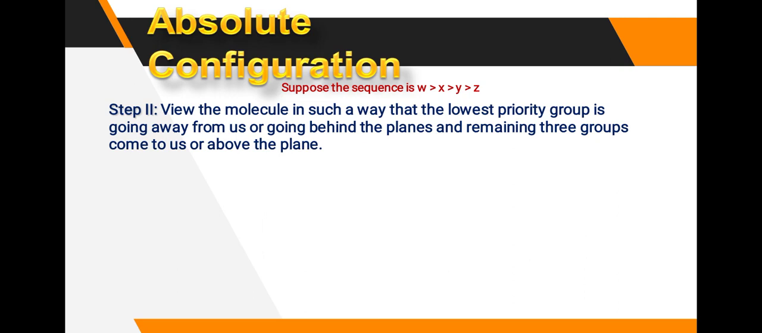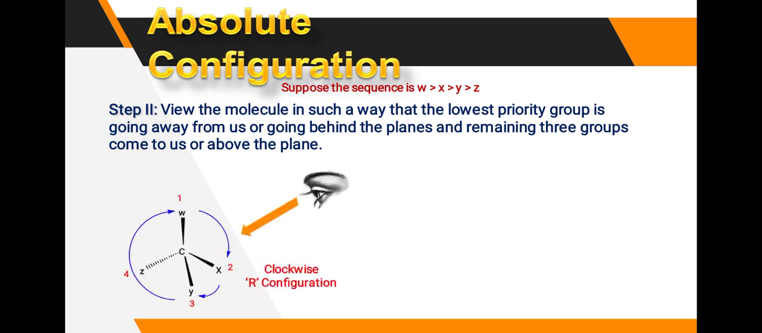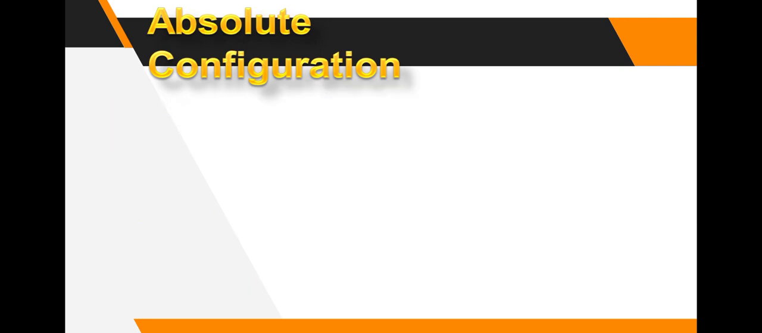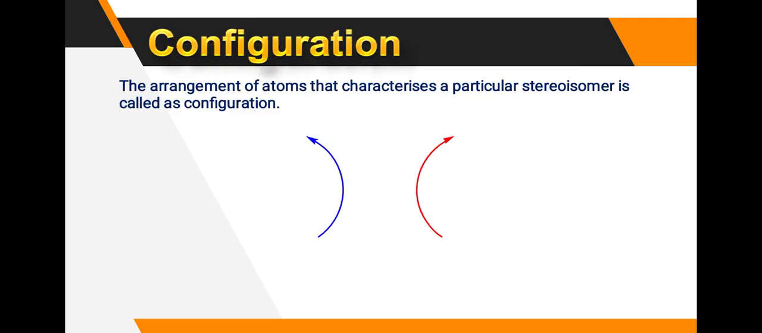Then step 2: view the molecule in such a way that the lowest priority group is going away from us. That means going behind the plane, and the remaining 3 groups come toward us above the plane. See here, the eye is there. The 4th priority group is, just 2 minutes.